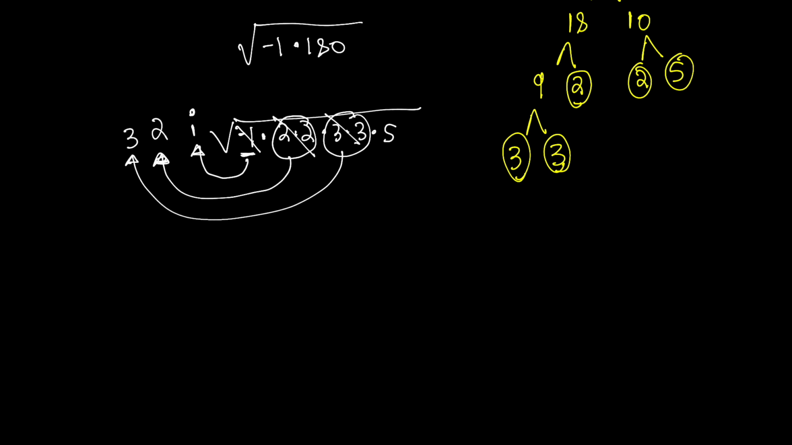Now I'm going to multiply together all of the things that are outside of the square root and all of the things that are remaining inside of the square root. Outside, I'm going to multiply 3 times 2 times i. That's going to give me 6i. And inside of the square root, the only value I have is 5. So my final result is 6i root 5.